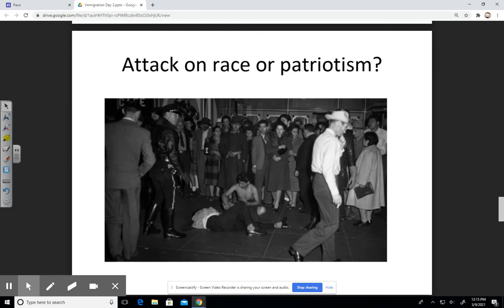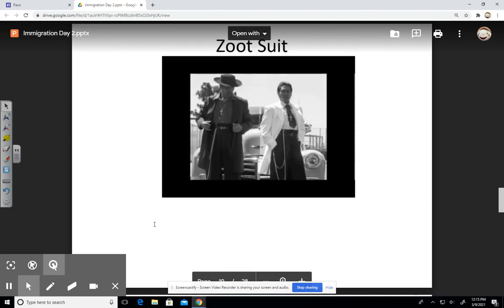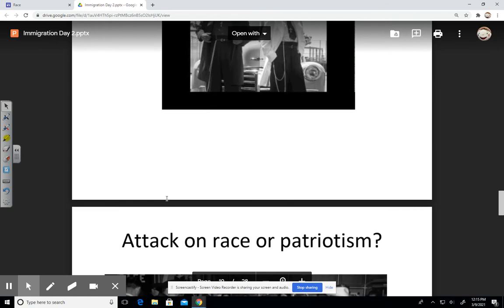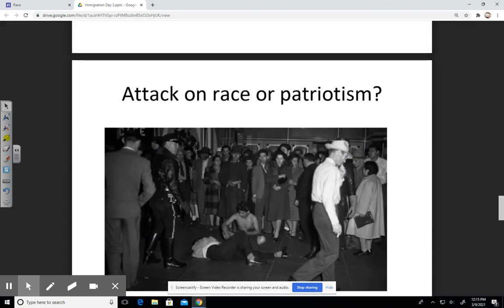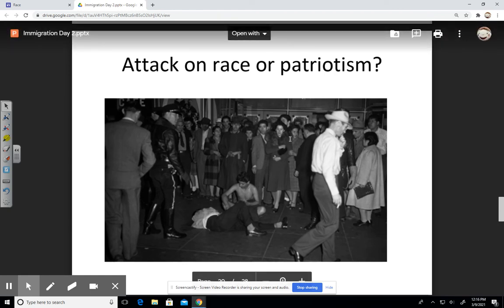It is significant because the government during World War II rationed certain fabrics. So the issue here is that Mexican youths are wearing this, and the fabric is rationed for the war effort. And the question here is whether or not the Mexicans are targeted because of their ethnicity or because of their lack of patriotism. So in the Zoot Suit riots, we see the stripping of the Zoot Suit from Mexican youths.